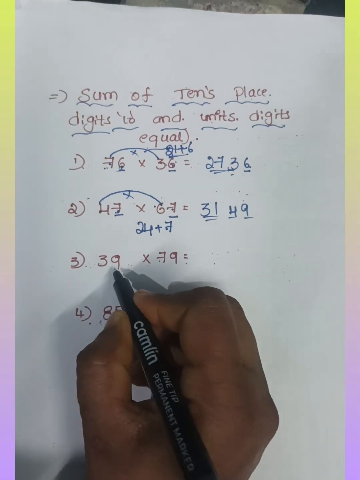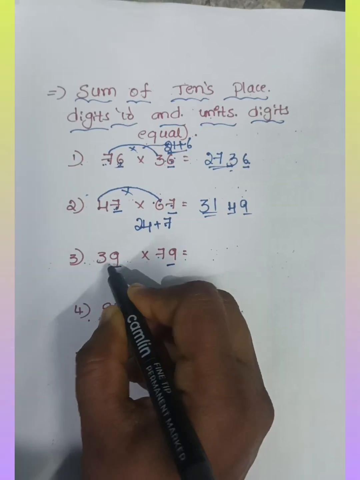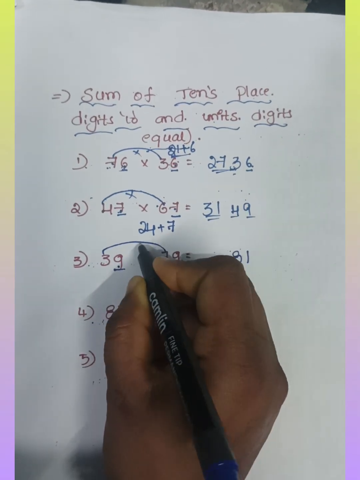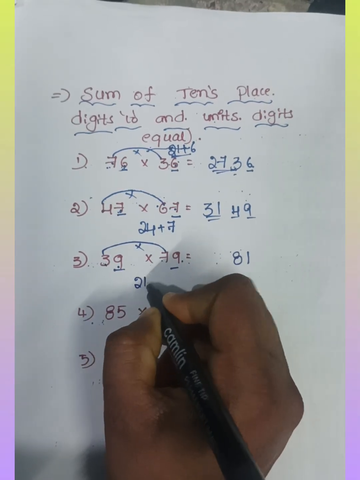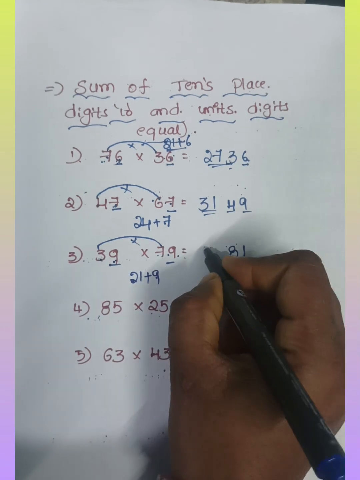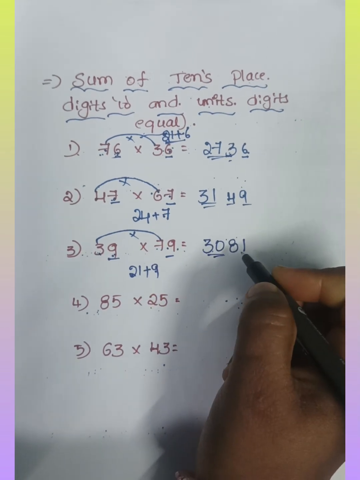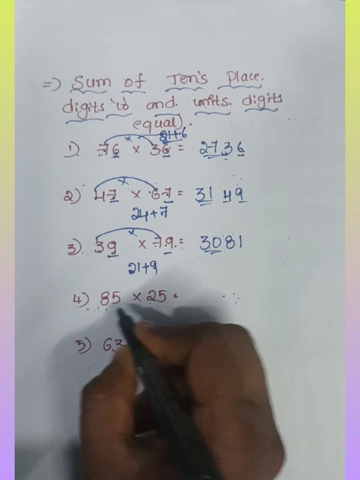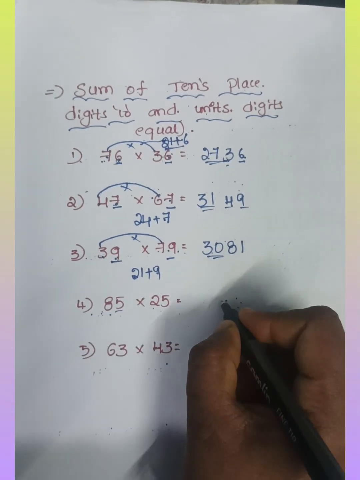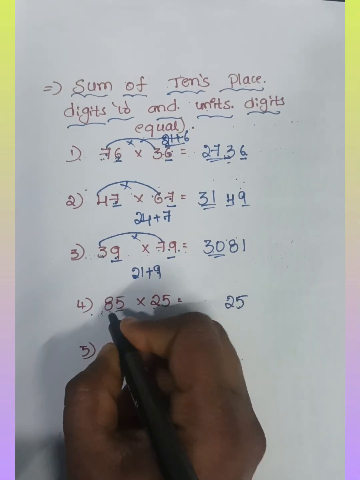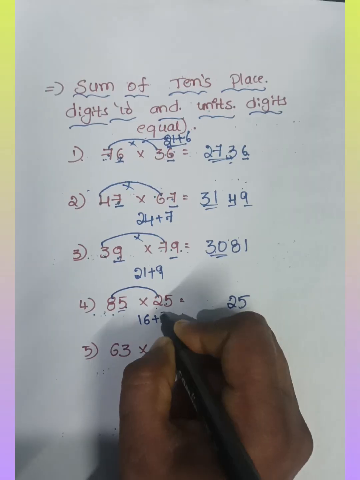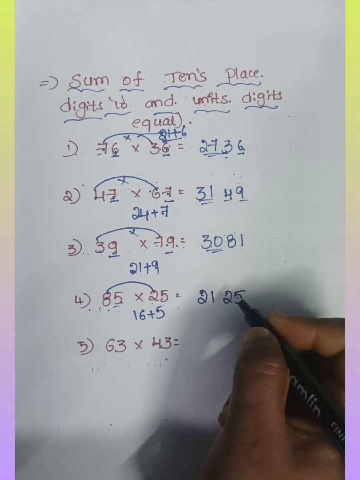So next problem. Multiply the last digits, 9 nines are 81, and multiply the tens numbers. 3 sevens are 21. You can add this to the ones place number 9. 21 plus 9 is nothing but 30. The answer is 3081. Next one, 85 into 25. Here also the same technique. 5 fives are 25, and multiply 8 with 2, which is 16. We add this 16 with 5. 16 plus 5 is 21.